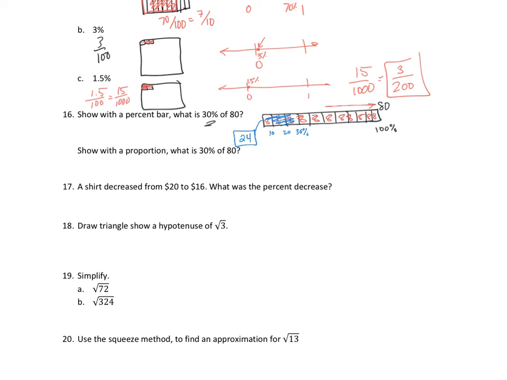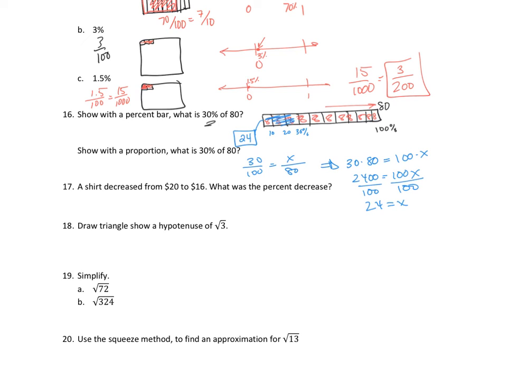As a proportion, we're saying, okay, well, 30 out of 100 is equal to what out of 80? So again, 80 is our whole. We want to know what that little chunk is. So this will say, okay, well then 30 times 80 has to equal 100 times x. That's 2400 equals 100x. Divide by 100, and you can see the 24. Again, we get 24 equals x.